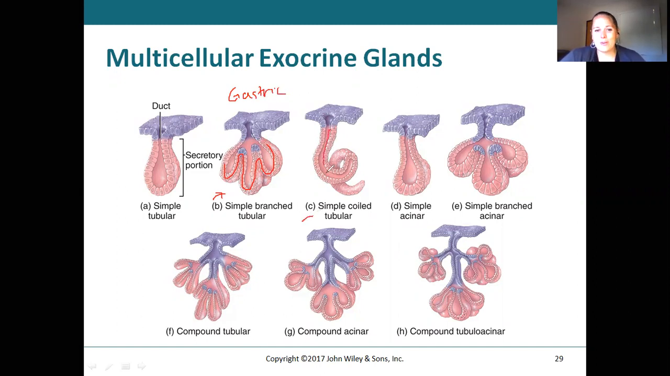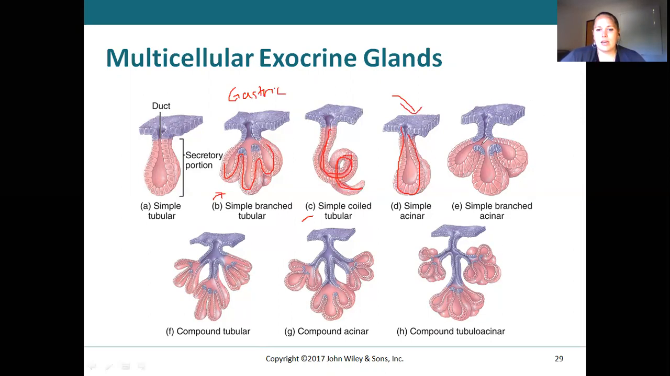Luckily, the nomenclature gives rise to what that shape actually looks like. Sweat glands are actually of this shape here, this simple coiled tubular. This next structure you can see here is a simple acinar. You can see it's a little bit more bulbular at the bottom. It's rounded, it's unbranched. So glands of the penile urethra are going to have this simple acinar shape.